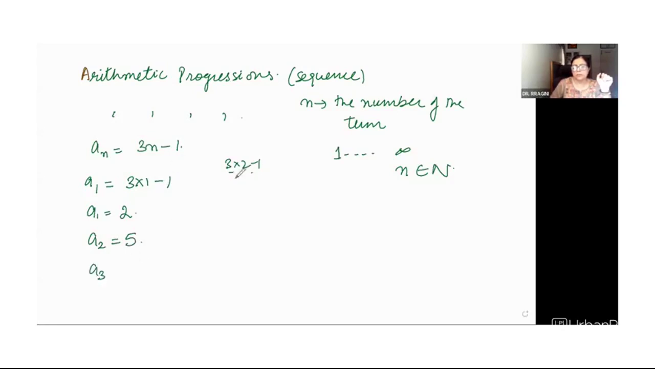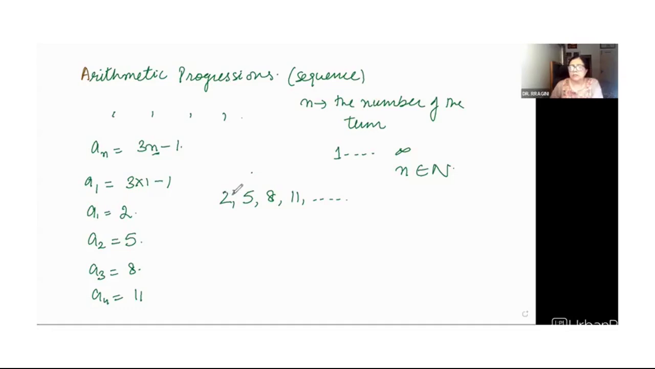a3 is 3 times 3 minus 1, 9 minus 1 is 8. And I will add one more: 3 times 4 minus 1, 12 minus 1 is 11. So now see, the sequence is given as 2, 5, 8, 11, and so on. This is the format of a sequence. Like we write numbers by putting commas between them, and a sequence can be of so many types. But we are right now restricted to arithmetic sequence and geometric sequence.